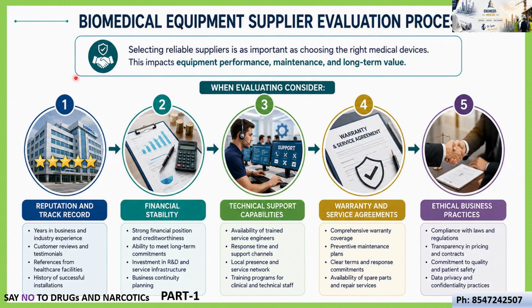Then the supplier has to be selected after steps 1 to 5 have been processed. Reputation and track record have to be checked. The financial stability has to be checked. The long-term support has to be checked. Warranty and service agreement have to be checked. And finally, most importantly, ethical business practice also has to be checked. Most of the time, without checking all these reliability conditions, the supplier is selected. Thereafter, arguments with the supplier start. Selecting a reliable supplier is an important part of the procurement strategy.